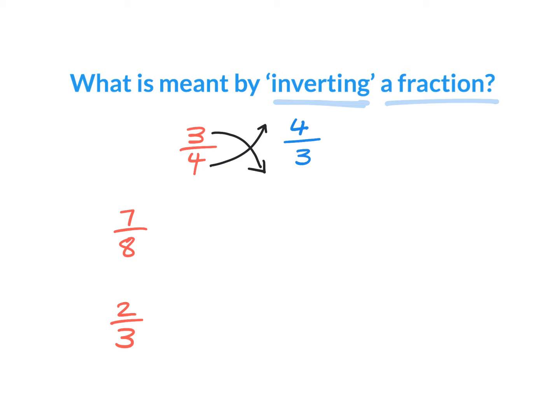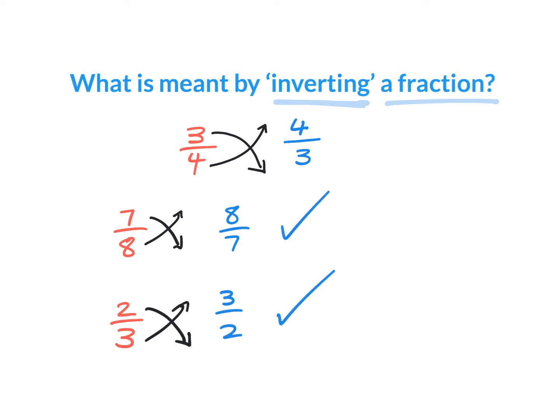So quite simply in 7/8 we have the 7 coming down to become the denominator and the 8 moving up to become the numerator. So we'd end up with 8/7. And similarly with 2/3, the 2 moves down to become the denominator and the 3 moves up to become the numerator. So we'd actually have 3/2. Alrighty, so all three of those are in fact correct.